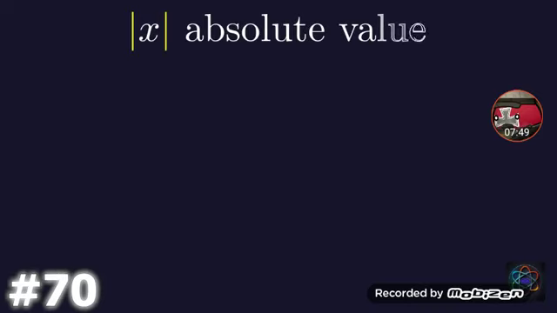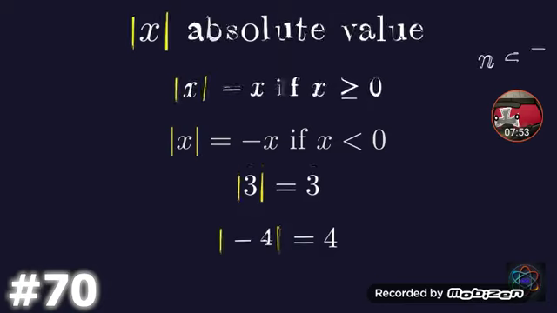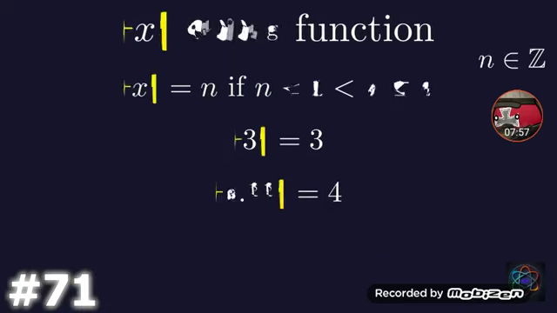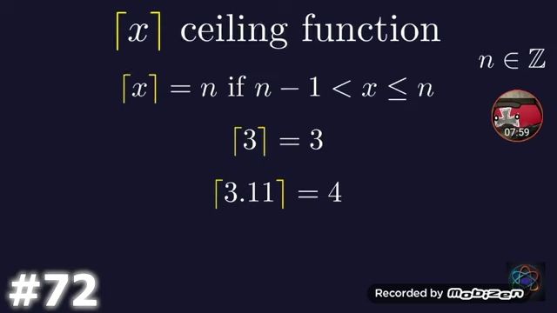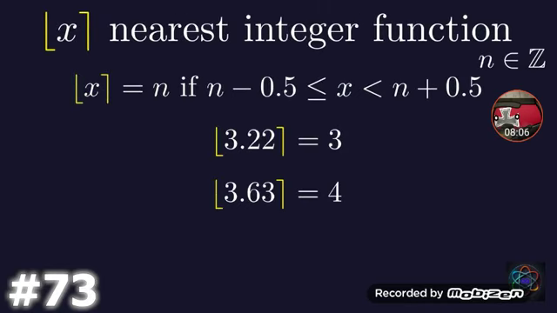Absolute value of a number represents the distance of that number from 0 on the number line. The floor function returns the greatest integer less than or equal to the value. On the other hand, the ceiling function returns the smallest integer larger than or equal to the value. Nearest integer function, as its name suggests, returns the nearest integer to a given value.